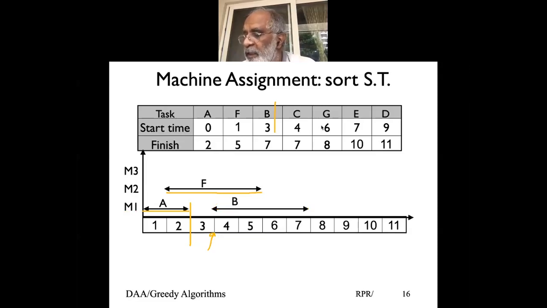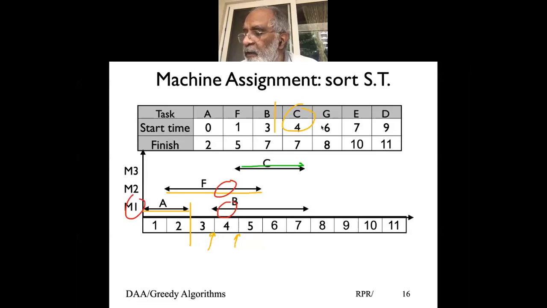Now come to task C. It starts at 4. Looking at time 4, machine M1 is busy and machine 2 is also busy. That means I cannot use either of the machines, so I need to take a new machine and schedule task C from 4 to 7. This is what we basically do.